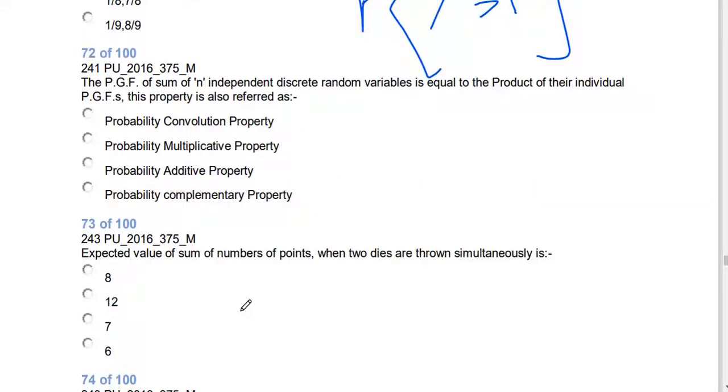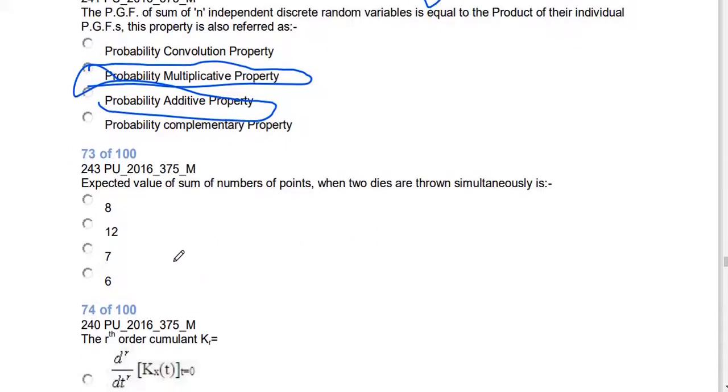The PGF of a sum of independent discrete random variables is equal to the product of the individual PGFs. PGF is the probability generating function. Yeah, this is the multiplicative rule. Additive and reproductive property is for the MGF. Additive or multiplicative, I am also confused. You can try this one: find the expected value of the sum of the numbers of points when two dice are thrown simultaneously.